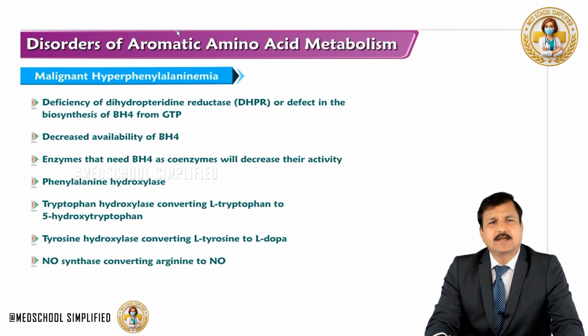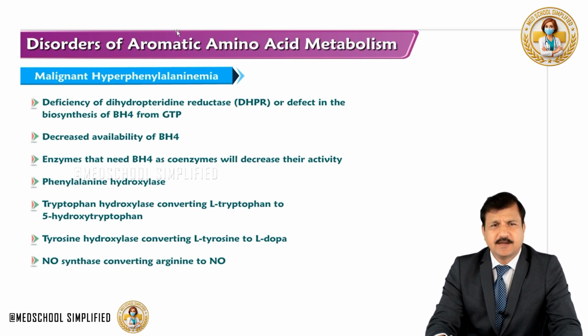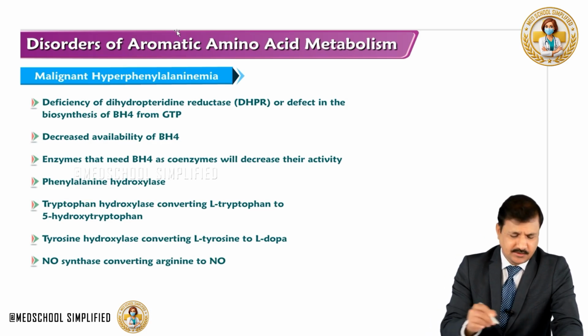phenylketonuria called malignant hyperphenylalaninemia, because of deficiency of dihydropteridine reductase enzyme or defect in the biosynthesis of tetrahydrobiopterin from GTP, and this is grouped under type 3 and type 4 phenylketonuria.